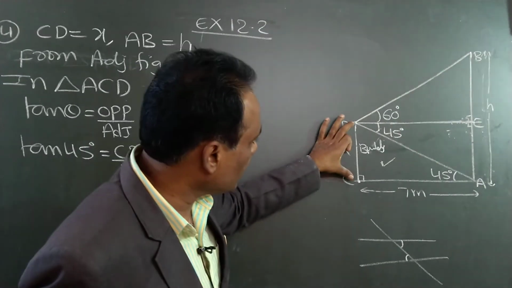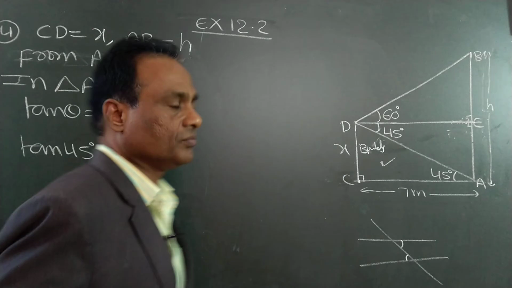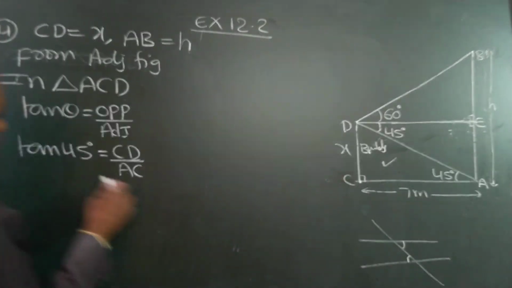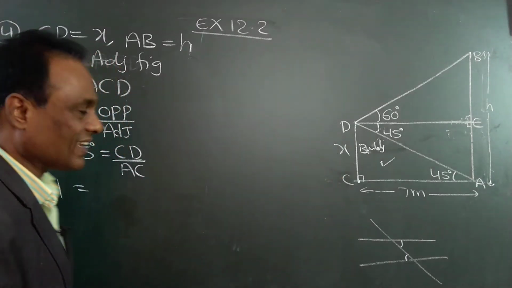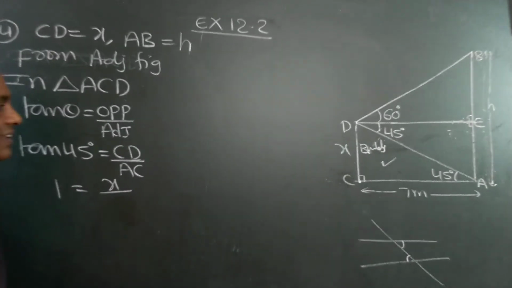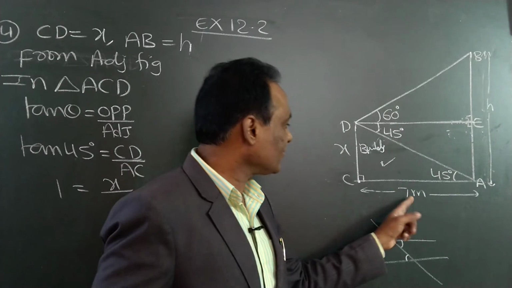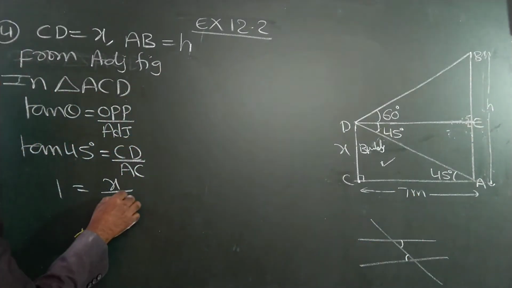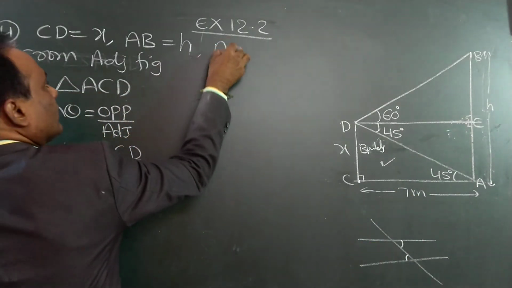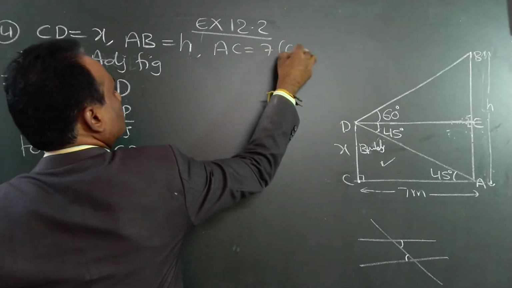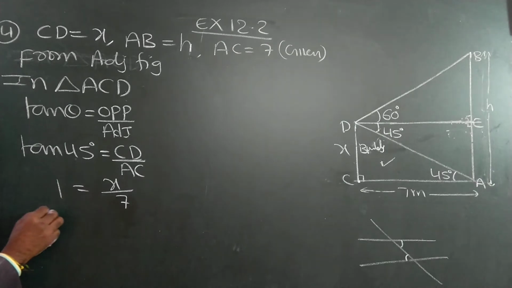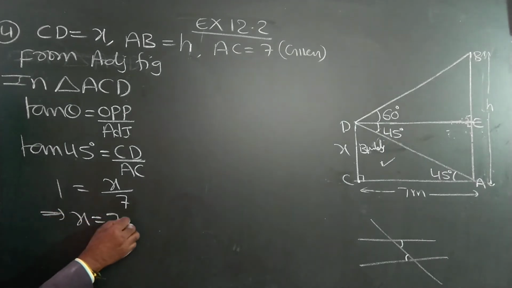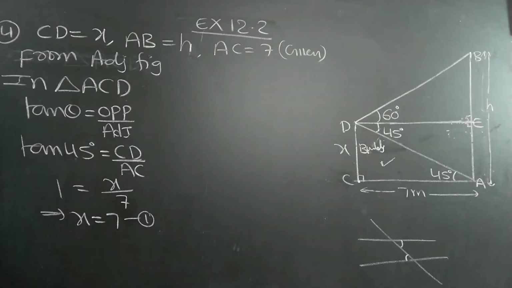Opposite to CD, adjacent to AC. What is opposite? X. Tan 45 is 1. CD is x. AC is 7, that is given. You did not write it, no? AC is equal to 7, given. That also you write. So cross multiplying, x is equal to 7 we got. X is equal to 7.